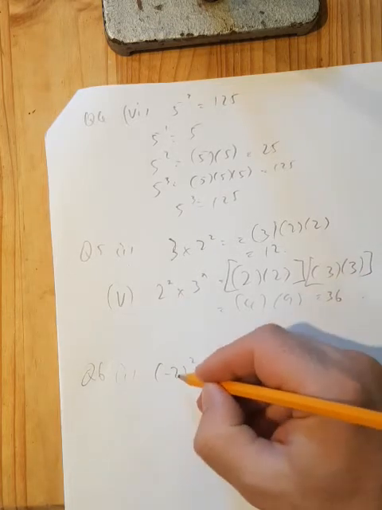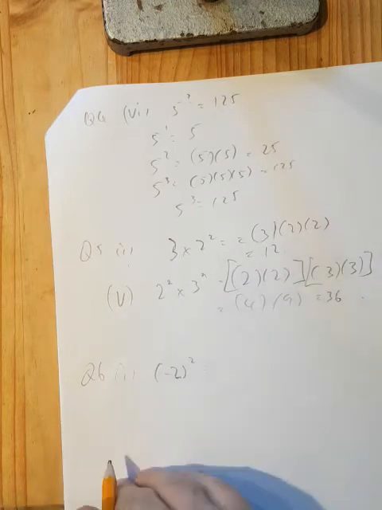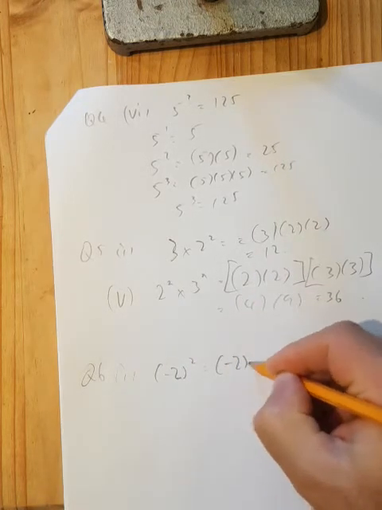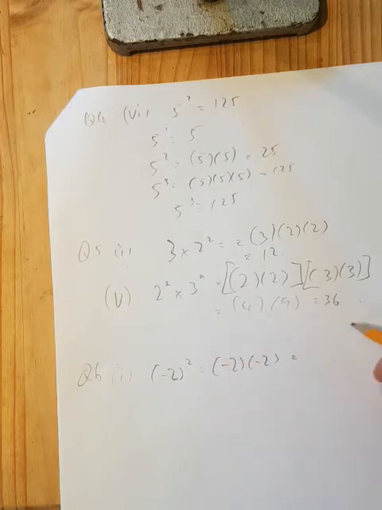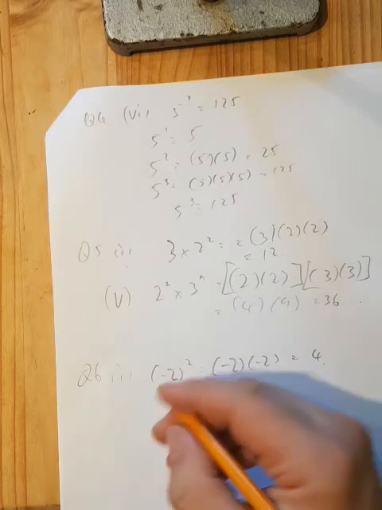So what's that saying here? Minus 2 squared. It's a minus 2 multiplied by minus 2. Minus 2 times itself twice. Well, 2 by 2 is 4, and a minus by minus is a plus. So this is going to be 4. All right? Now let's look at the next example.